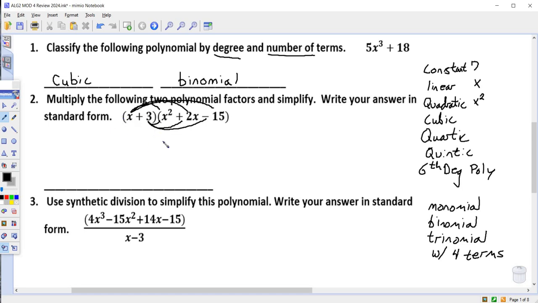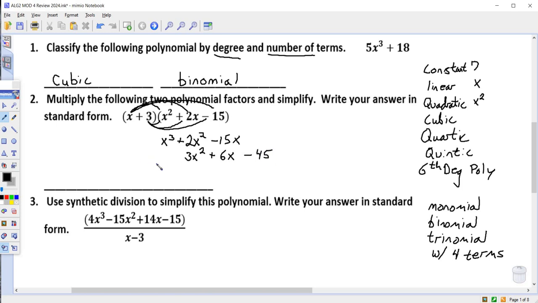X times x squared is x cubed. X times 2x gives us 2x squared. And x times negative 15, negative 15x. Then we have to distribute the 3, so 3 times x squared is 3x squared. Notice I put that right underneath the other x squared term because I know that I'm going to be combining like terms. 3 times 2x, that gives us a positive 6x, and 3 times negative 15, negative 45.